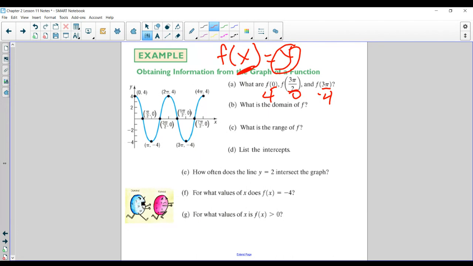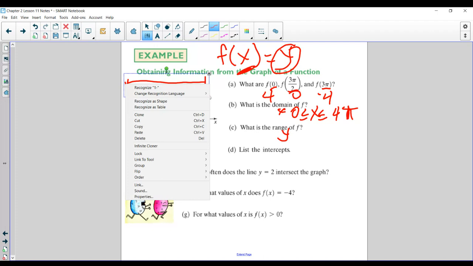All right, domain and range. Domain is how far your graph stretches left and right, and range is how far your graph stretches up and down. So domain goes along with the x's, and the range goes along with the y's. Domain is how far from there to there. Our farthest left point is 0, 4, and our farthest right point is 4 pi. So we're dealing with the x coordinates on that. So my domain would be 0 is less than or equal to x is less than or equal to 4 pi.